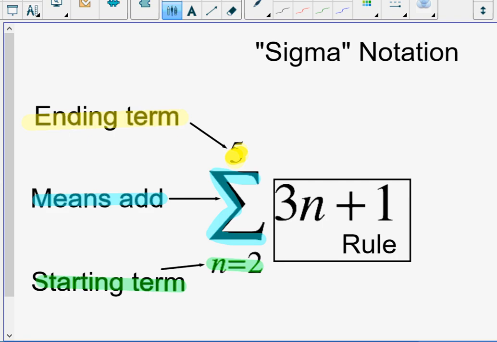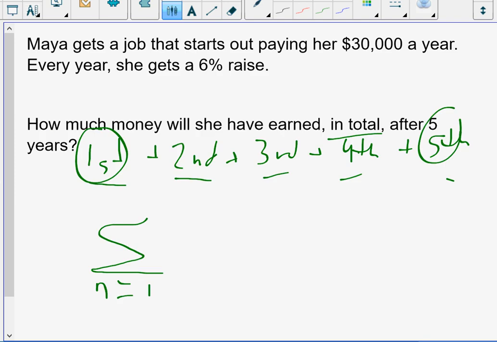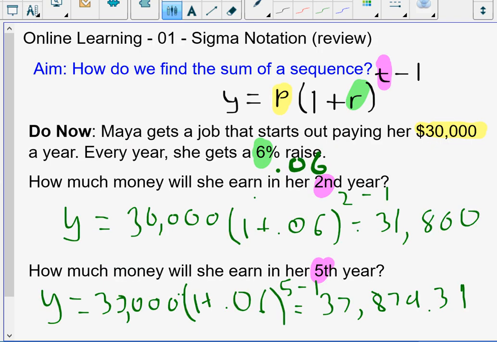And then the ending term goes on top, and that's going to be where we stop adding. So we want to go from the first year to the 5th year. So that means we're going to stop adding after the 5th year, and that's what goes on top. And then what goes next to the sigma, and it's going to be in parentheses in your calculator, is going to be the rule that you're using to calculate each piece of this. So the thing that's changing when we go from 1 to 5, that's the year, right? That's the time. But everything else that we're calculating is going to be the same. It's going to be this formula we put together in the do now.